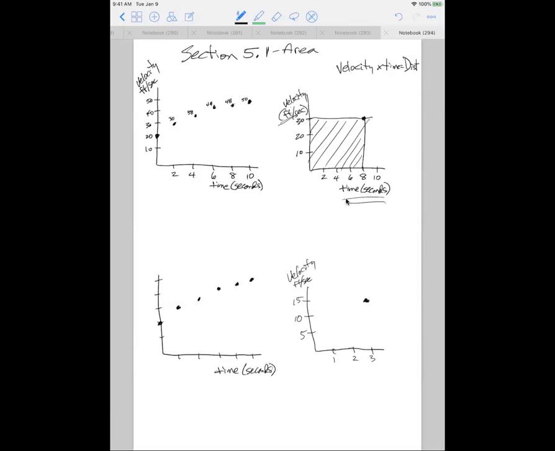In this case, the velocity was 30 feet per second, and you multiply that times the 8 seconds. That's feet per second times seconds, the seconds units cancel, and you end up with 240 feet. So the area underneath the curve is the distance traveled when the rate of change is the graph that you're looking at, okay?